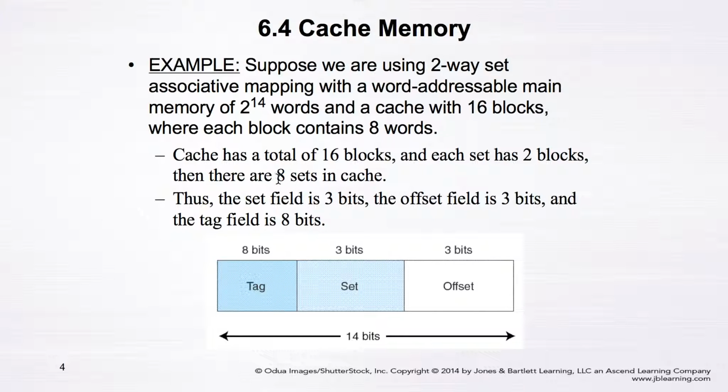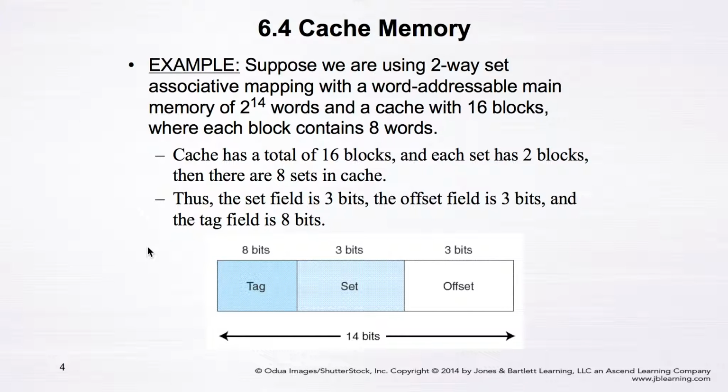With 8 sets in the cache, the number of bits needed to represent each set is 3, because 2 power 3 equals 8. So the set field equals 3 bits. Also, the offset field equals 3 bits because each block contains 8 words, and 2 power 3 equals 8. That's used to identify each of the words within one block. The tag field is 14 minus 6, which equals 8 bits. So the tag is 8 bits, the set is 3 bits, and the offset is 3 bits. In total we have 14 bits, which is the number of bits to address the words in the main memory.